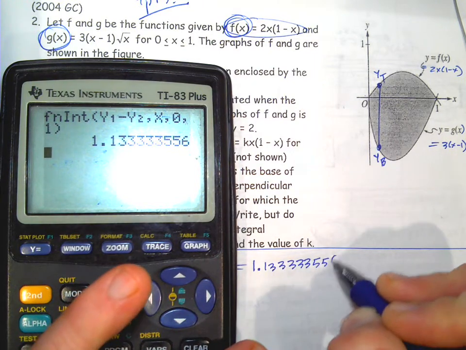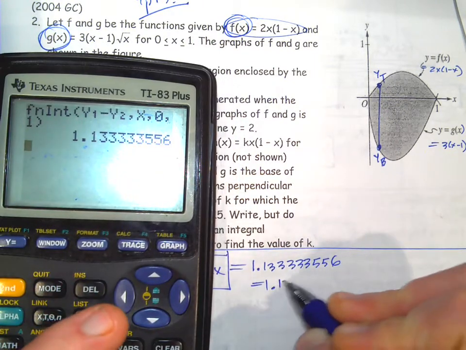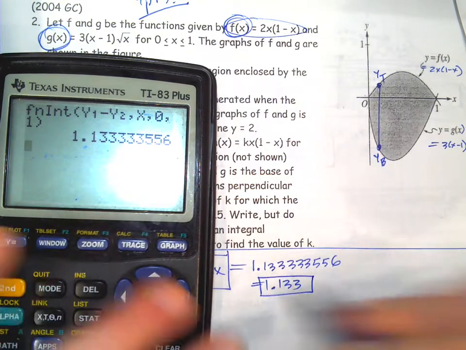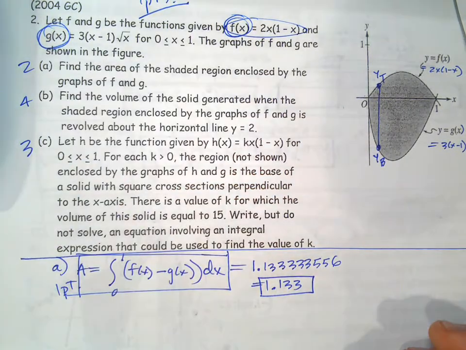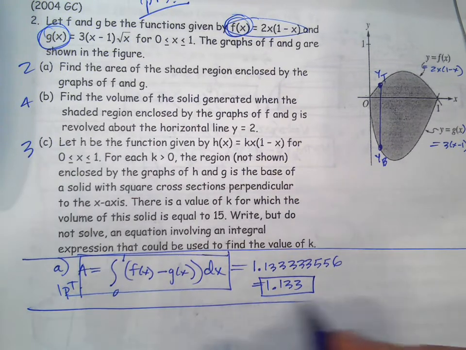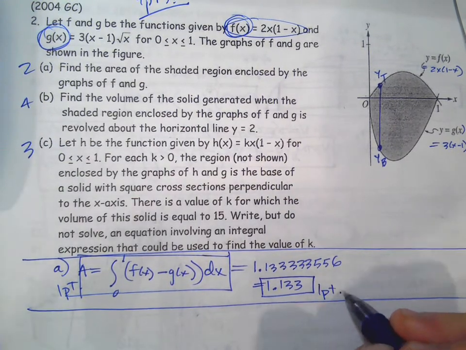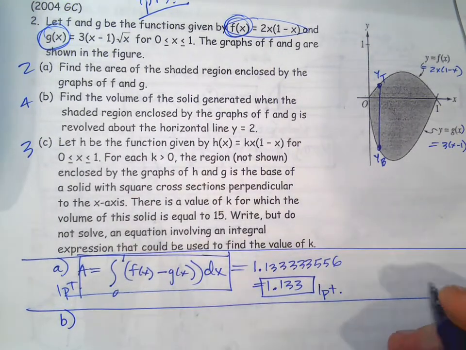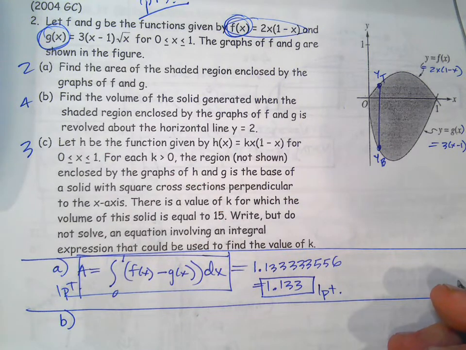$1.133333556. I'm just going to write all these down just in case I need it later. But your official answer should be just 3 decimals, rounded or truncated. It comes out the same. So that's the other point. Part B says find the volume of the solid generated when the shaded region enclosed by the graphs F and G is revolved around the horizontal line y equals 2.